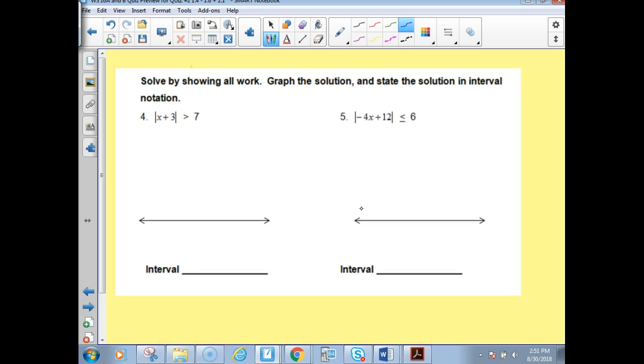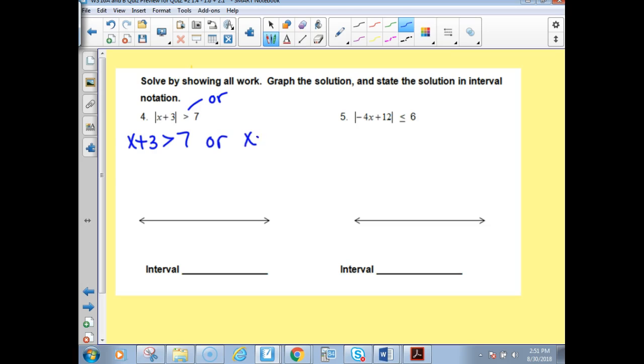Solve by showing all work, graph the solution, and state the solution in interval notation. This is an inequality with an absolute value in it. We need to write 2 separate inequalities to solve. First one is just drop the absolute value inequality. Since it says greater than, we've talked about the fact that that means or.